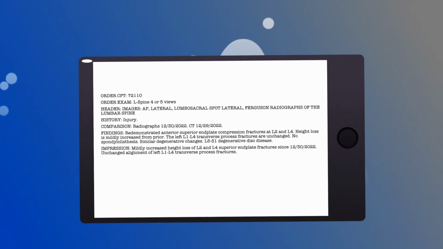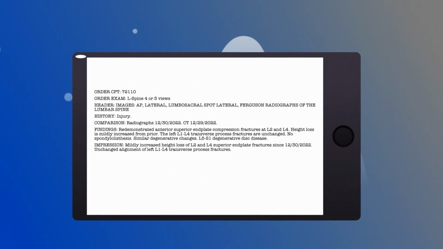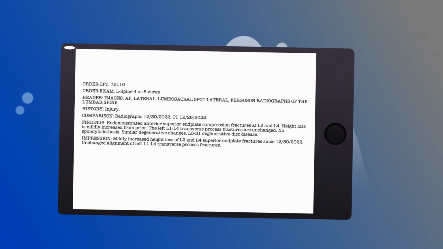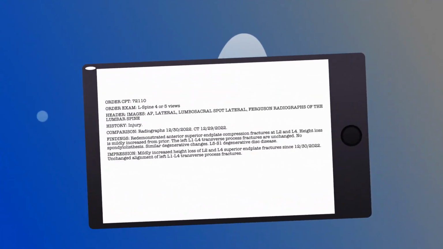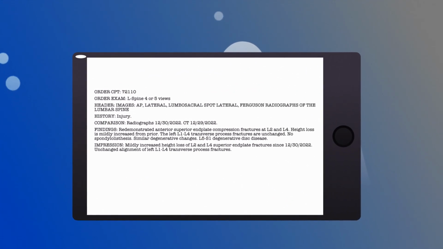Radiology report, order exam: L-spine 4 or 5 views. Images: AP, lateral, lumbosacral spot lateral, Ferguson radiographs of the lumbar spine. History: injury. Comparison: radiograph 12/30/2022, CT 12/29/2022. Findings: redemonstrated anterior superior end plate compression fractures at L2 and L4. Height loss is mildly increased from prior. The left L1 through L4 transverse process fractures are unchanged. No spondylolisthesis. Similar degenerative changes. L5 through S1 degenerative disc disease. Impression: mildly increased height loss of L2 and L4 superior end plate fractures since 12/30/2022.